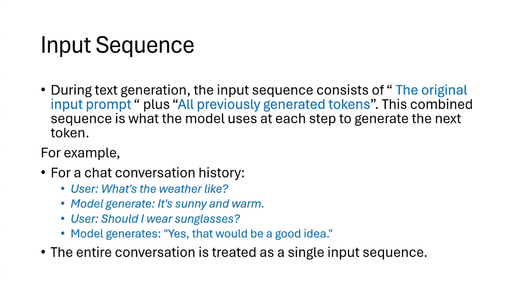What is the input sequence? During text generation, the input sequence consists of the original input prompt plus all previously generated tokens. This combined sequence is what the model uses at each step to generate the next token. What I'm trying to say is, if you chat with ChatGPT, first you enter "what is the weather like," and it gives you an answer. Again, you ask something, and it gives you an answer. This complete conversation is the input sequence, right?